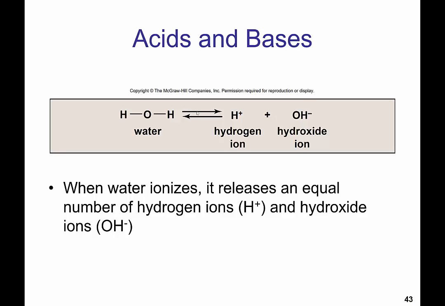We see these double arrows so that water can break apart, producing hydrogen ions and hydroxide ions in a 1-to-1 ratio, or these ions can reform water. And so that's represented by this arrow that's going to the left.